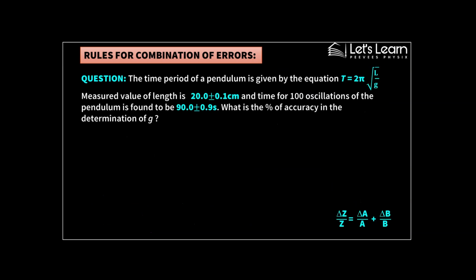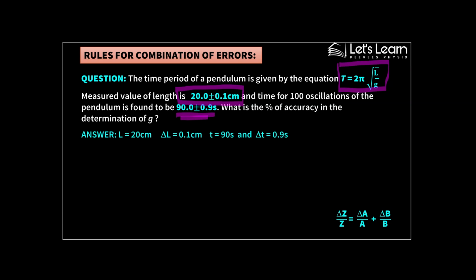Another question, a similar one. The question says they wanted to calculate the time period. They gave you the formula for calculating the time period, and they gave you the length measurement and the time measurement. So length is 20 centimeter, error in length 0.1 centimeter, time measurement 90, error in time is 0.9. They wanted the percentage error in calculating g.